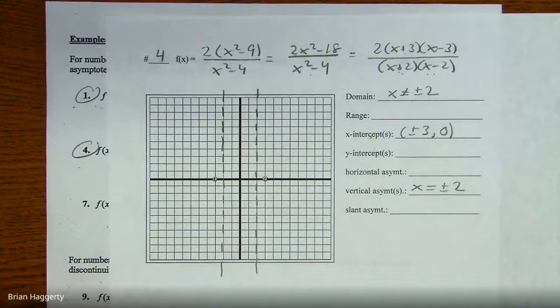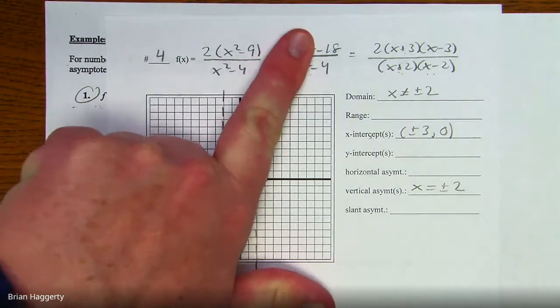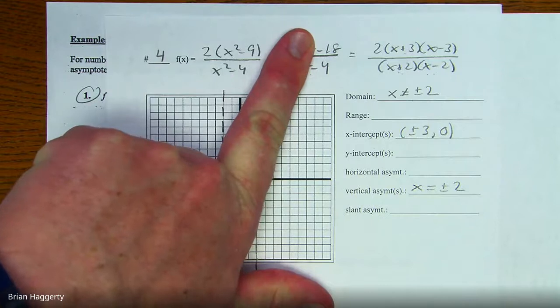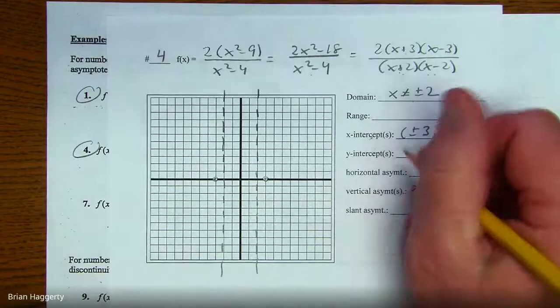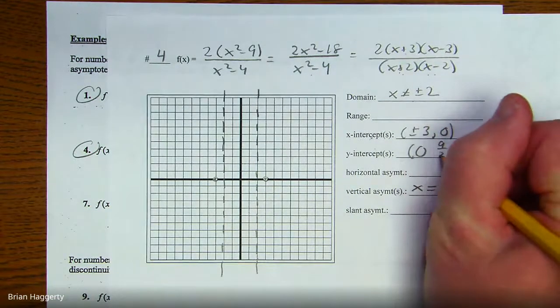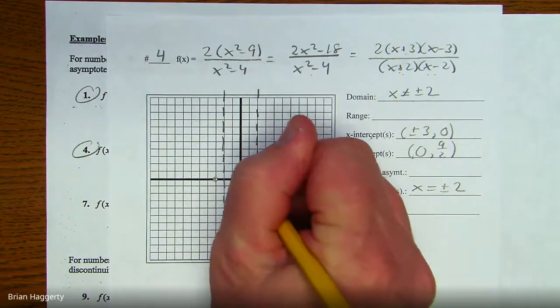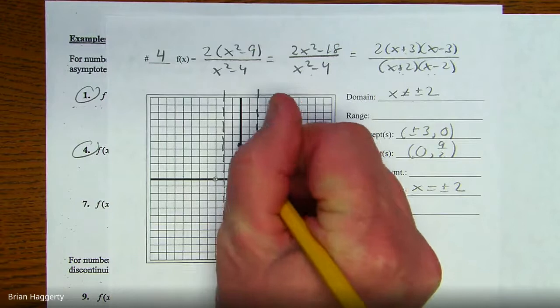Okay, y-intercept is when x is 0. When x is 0, that stuff drops out right there. You're left with negative 18 over negative 4. That reduces to positive 9 halves. So (0, 9/2) is your y-intercept. 9 halves is 4.5.